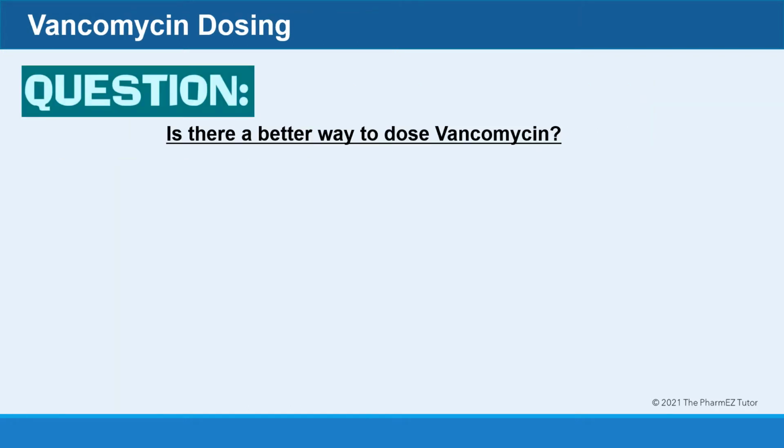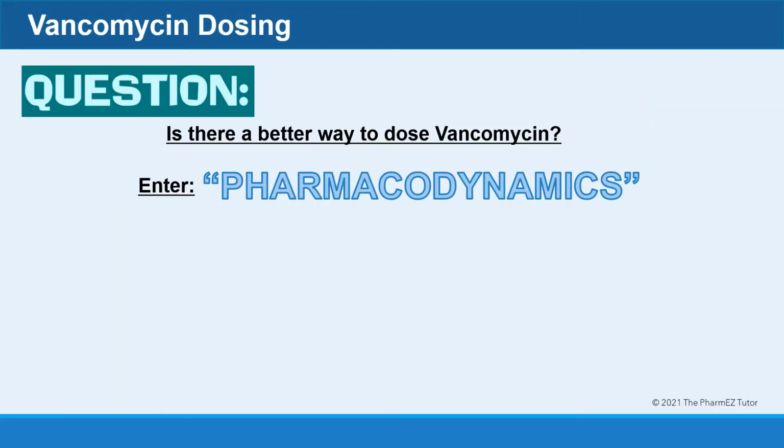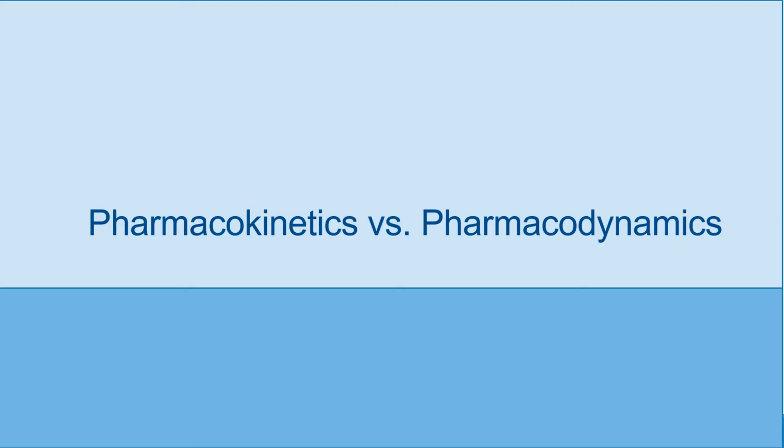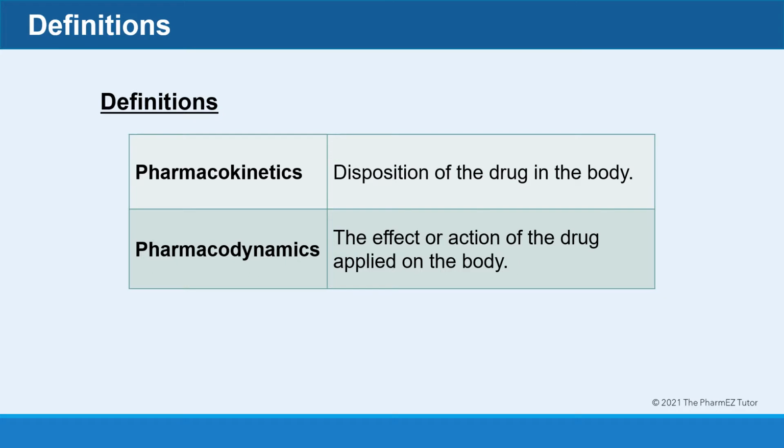So, is there a better way to dose vancomycin? Enter pharmacodynamics. Pharmacodynamic parameters can be used to design dosing regimens that optimize microorganism killing and counteract resistance. Pharmacokinetics deals with the disposition of the drug in the body, the absorption, distribution, metabolism, and elimination of the drug, whereas pharmacodynamics deals with the effect or action of the drug applied on the body.